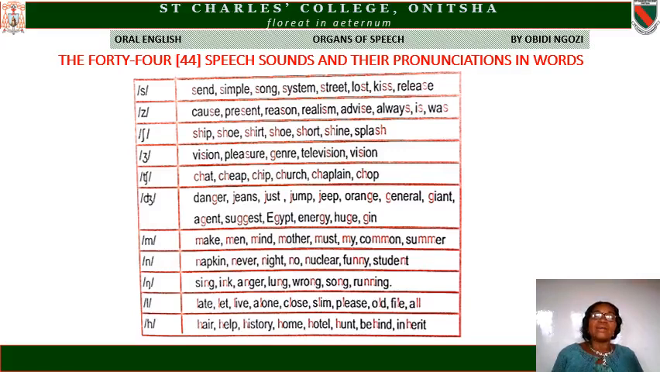This is another difficult sound for the second language learner. It is pronounced j, j, j. You use the sides of your tongue to the sides of your teeth. You say j, j, j. Don't add any vowel. Now you have it in vision, pleasure, John, television, not television, television, vision.